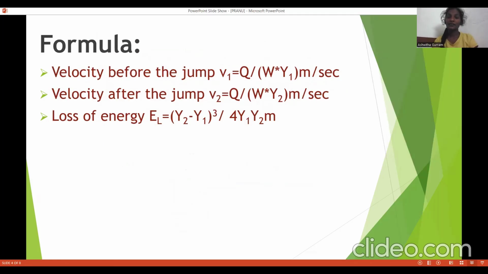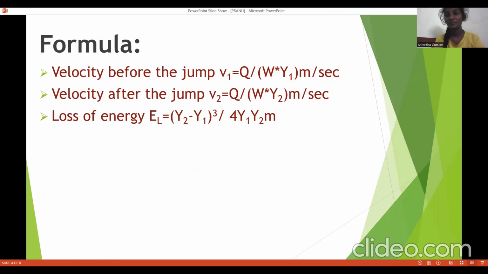To find out the loss of energy in hydraulic jump, we have to know some formulas. The velocity before the jump is denoted by V1. V1 is equal to discharge by W into Y1. The unit of the velocity is meter per second. Then the velocity after the jump is denoted by V2, equal to Q by W into Y2, meter per second.